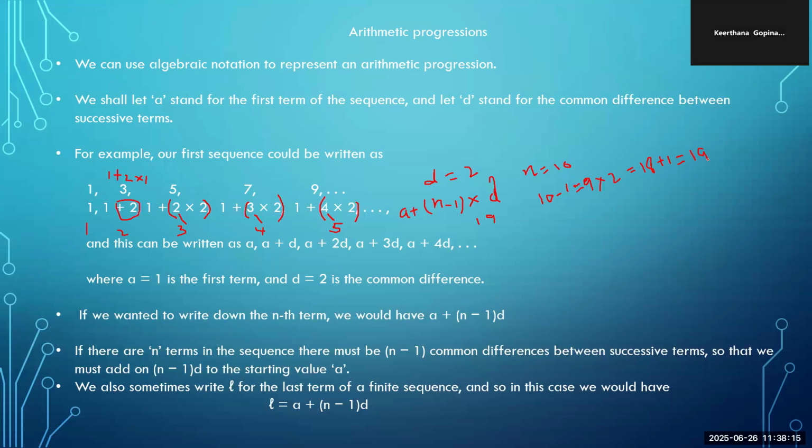Are you getting it? Now I'm saying find n equal to 45. 45th term. Got it? So 45 minus 1 is what? 44. And 44 into 2 is 88. Plus A, which is 1, plus 1 is 89. That's all, no? This is the speed with which you need to come up.